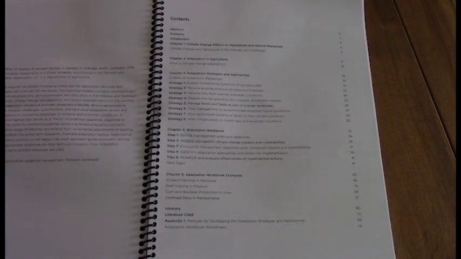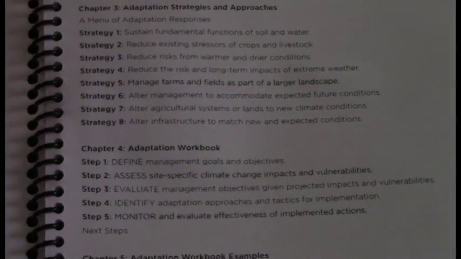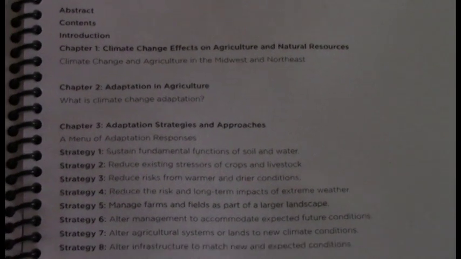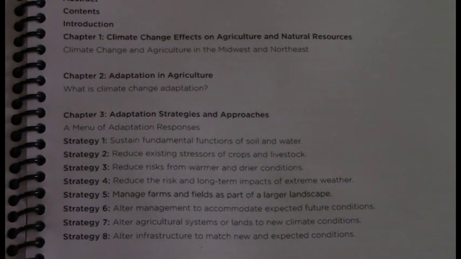So I'm just going to zoom in here so you can see some of the chapters that are covered. Chapter 1 is climate change effects on agriculture and natural resources. Chapter 2 is adaptation in agriculture. Chapter 3 is adaptation strategies and approaches, and here is where you get a menu of responses or some plans to look at to pull from and get ideas for your own plan.